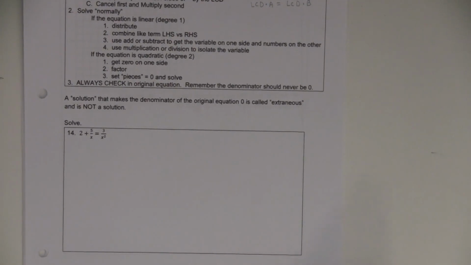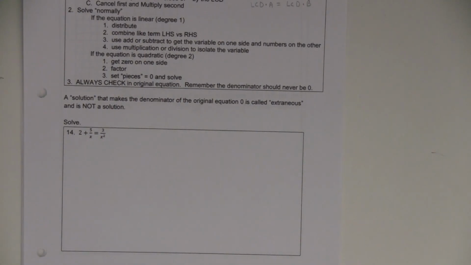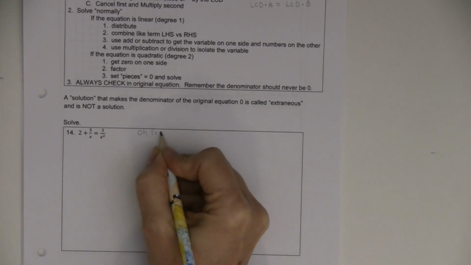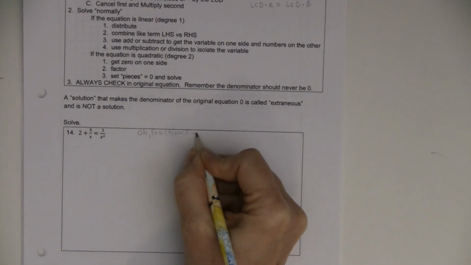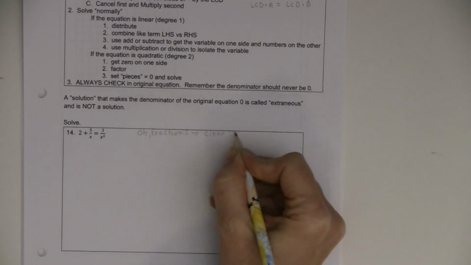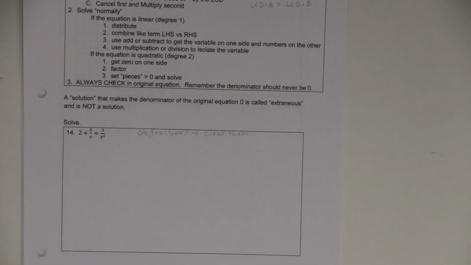I would look at this problem, it's asking me to solve, it has an equals in it, and I would be saying to myself, oh, fractions. And when you have fractions and you're trying to solve, I say to myself, clear them, get rid of them. So you have to find the common denominator.